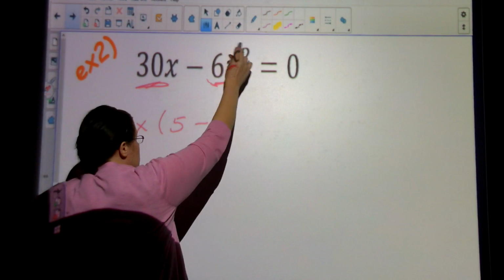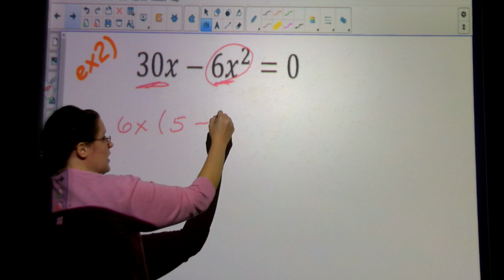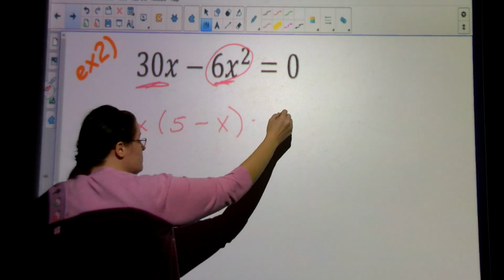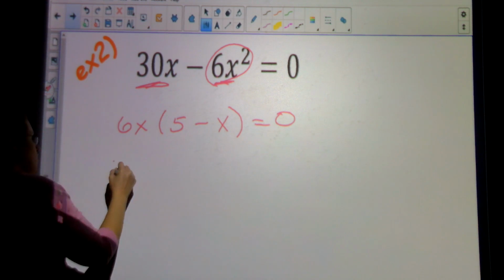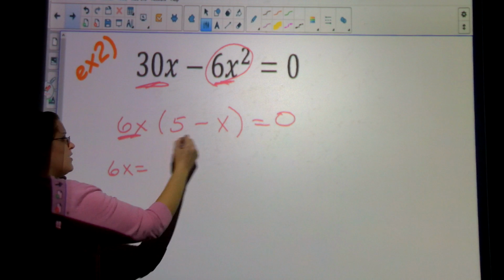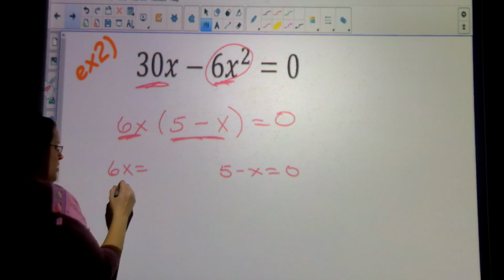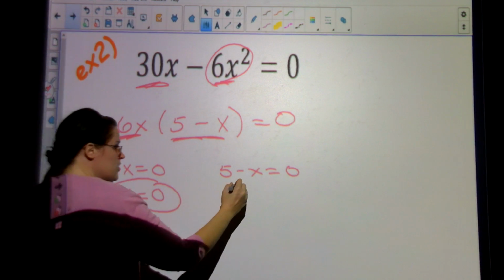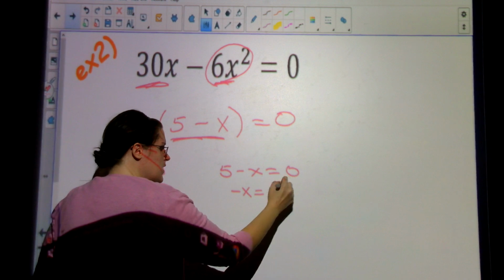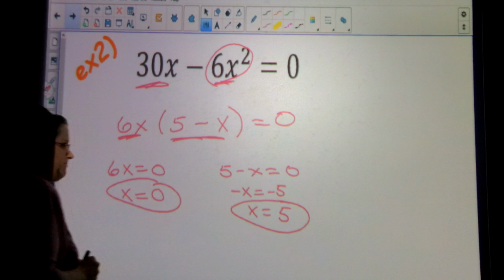Now you saw minus. What did you take out? Well, you took out 6. You took out an x. So you're left with 1x. Okay, now that you have two factors that multiply to be 0, set each factor equal to 0 and solve. So I will get x equals 0 as one answer. Subtract 5. Divide by negative 1. I get 5 as another answer.